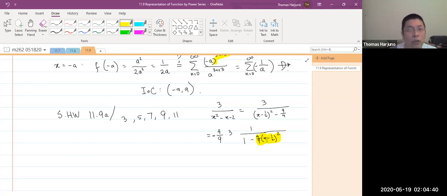On Wednesday, I will continue from here. Basically, what we'll do from here is we integrate and differentiate whatever we have done. Okay, that's for today then.